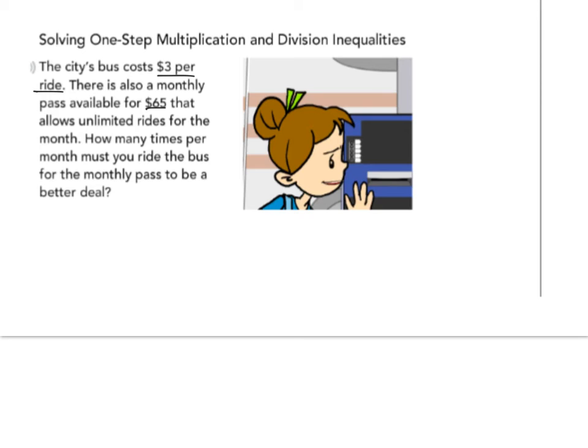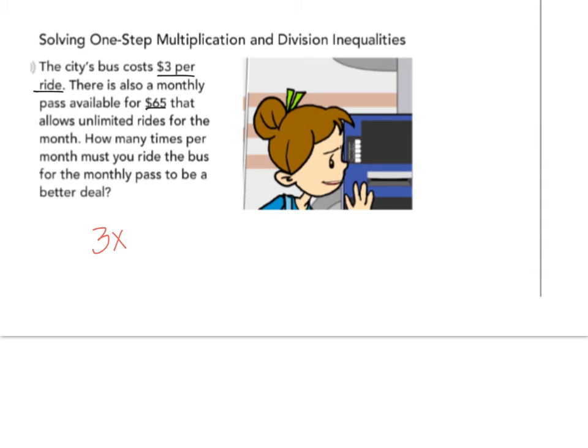So let's write this out. I know that it costs me $3 per ride. Well, I don't know how many rides it's going to be. So when we don't know a value, we put a variable. We put an X or a letter. And that's just the placeholder for us. That way it gives us time to solve it. All right, so 3X, so $3 per ride, has to be more expensive than my monthly value.